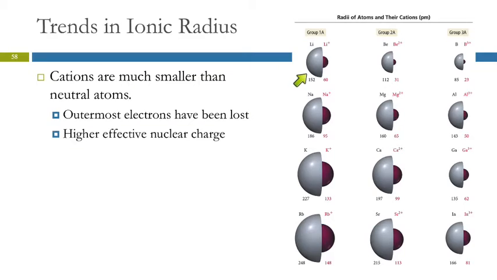So the number of core electrons has gone down, so the effective nuclear charge goes up, and that's why we see these huge changes. So from lithium to lithium plus, losing one electron, we go from a radius of 152 picometers to 60 picometers. It's less than half as big. And it's mostly due to increased effective nuclear charge. And that trend always works. The cation is always smaller than the neutral atom. Any questions?